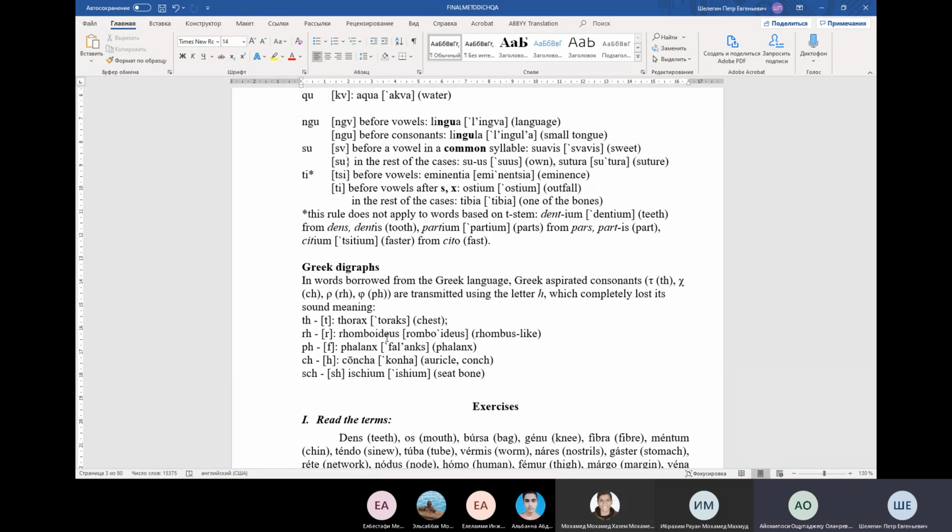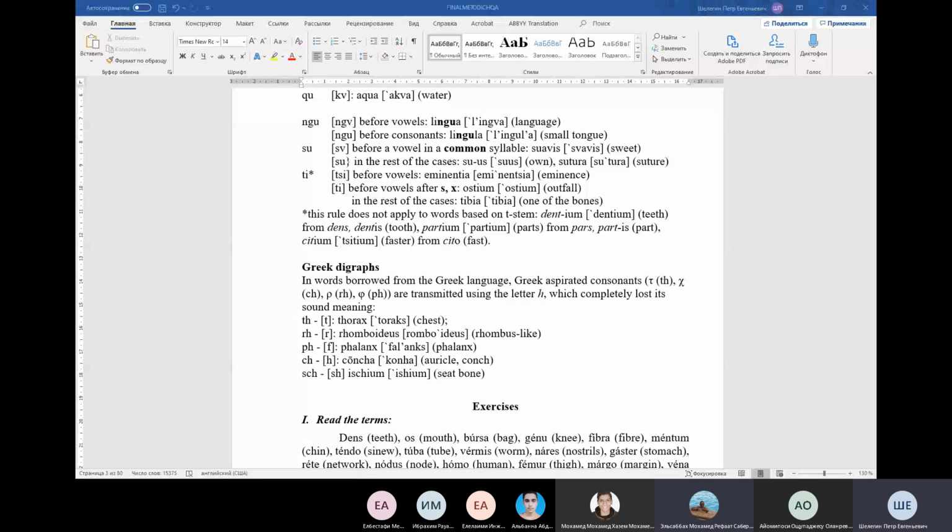Next thing is ph, which is the f sound. The phalanx will be phalanx in Latin. The x is the x. Phalanx. Good.